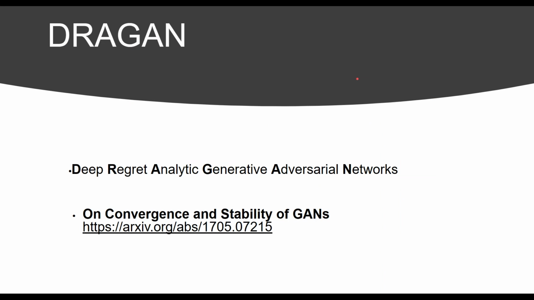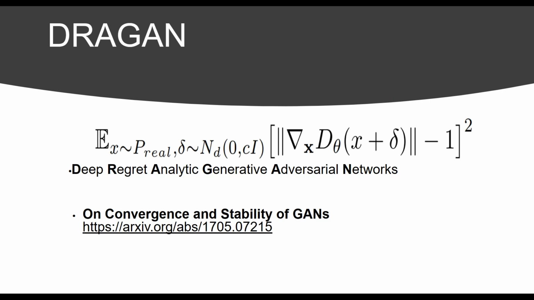Okay, another extension of the WGAN is DRAGAN, deep regret analytic generative adversarial networks. It is also a very good paper and has a lot of insight, but we only take the one related to the WGAN. That is the way it enforces the Lipschitz condition.